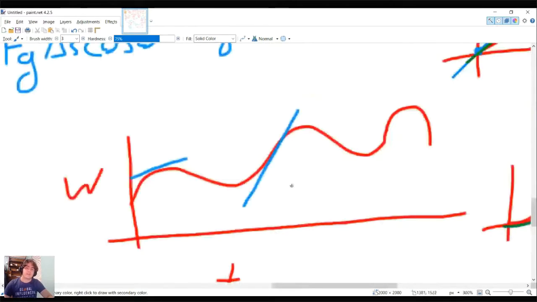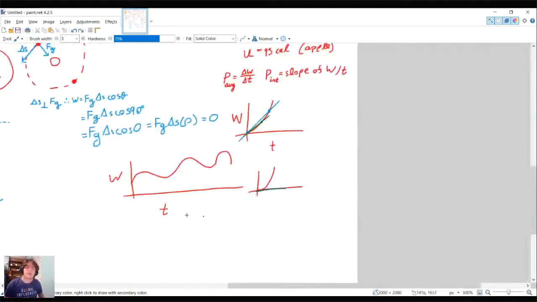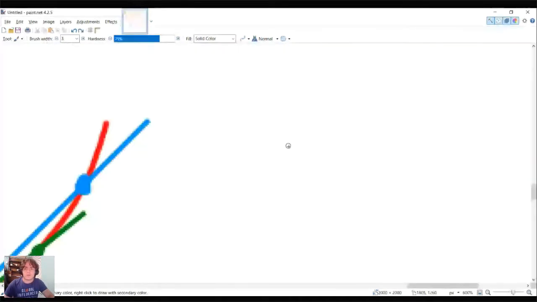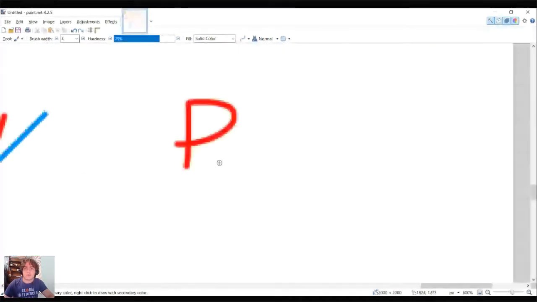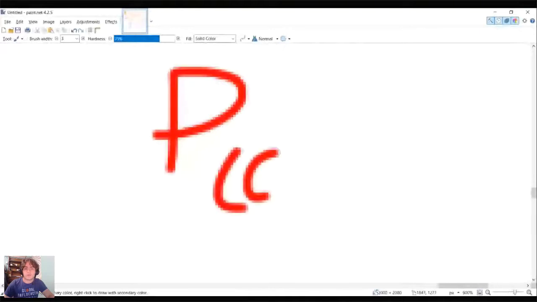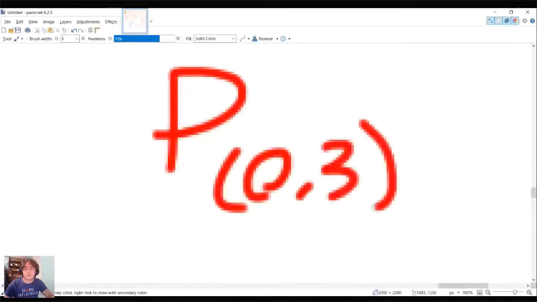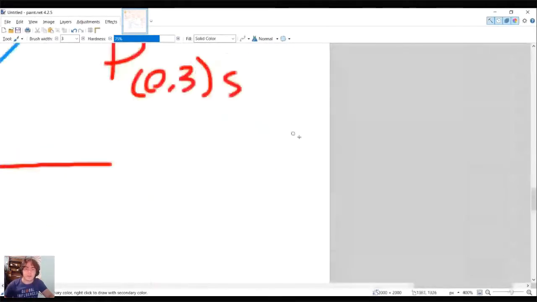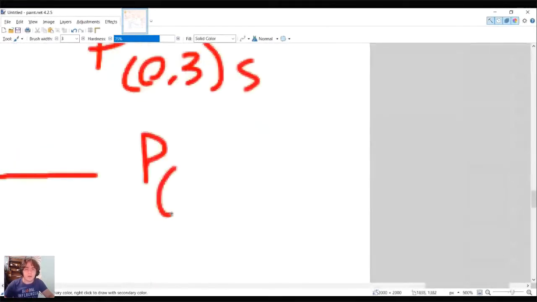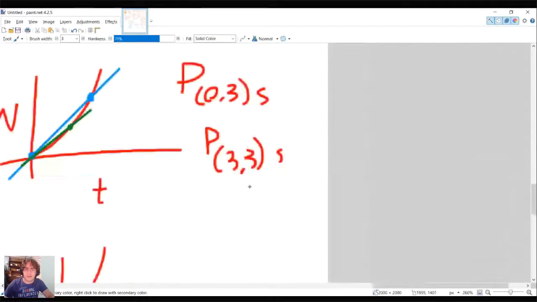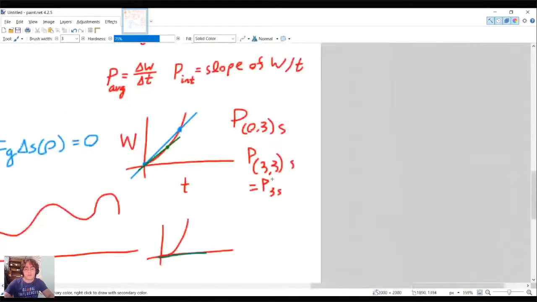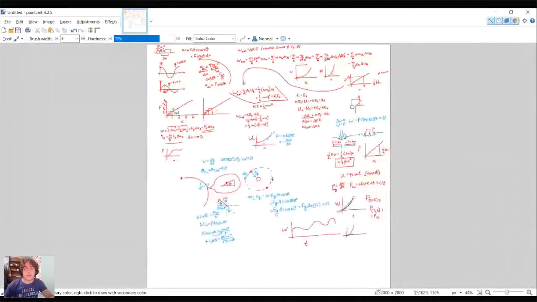And that is actually equal to instantaneous power, because we have to define average power over some interval, let's call it 0 to 3 seconds. However, as we approach 3 seconds, that becomes a power over 3 to 3 seconds, which is just kind of annoying to write. That would just be the power at 3 seconds. So that's the idea behind power.